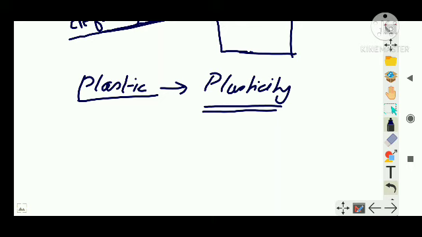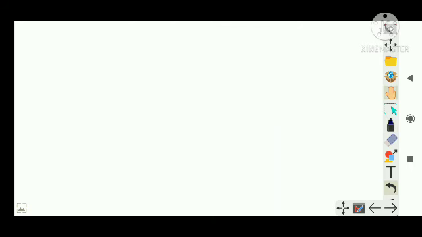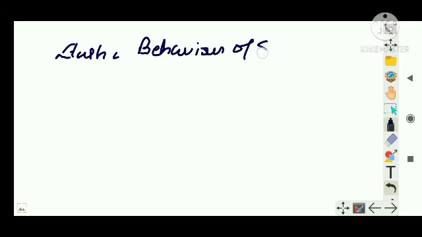Clear? Now in this chapter we majorly talk about the elastic properties of objects rather than plasticity. So the first topic, the subtopic which you have to talk about, is elastic behavior of solids.